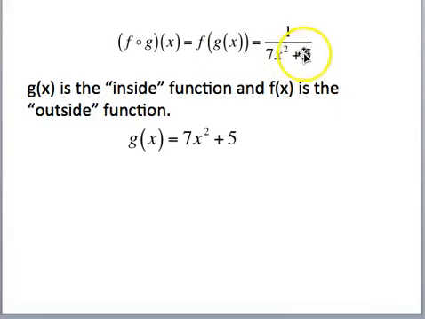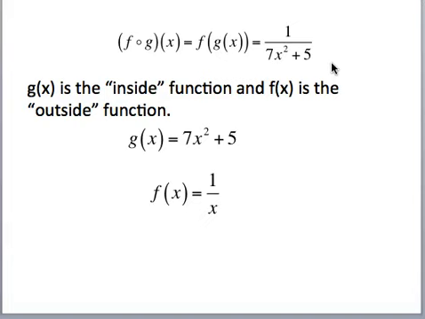I'm going to say the inside function is 7x squared plus 5. Then what do we do with that? We take 1 over that. The outside function is 1 over something. So the outside function is simply 1 over x.